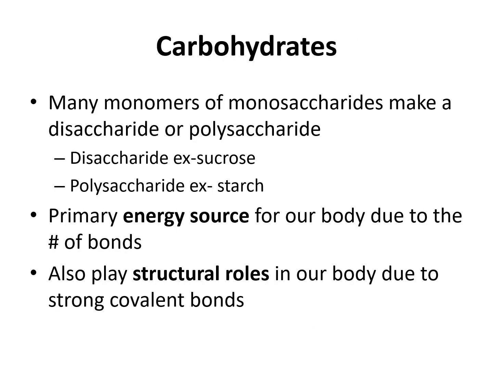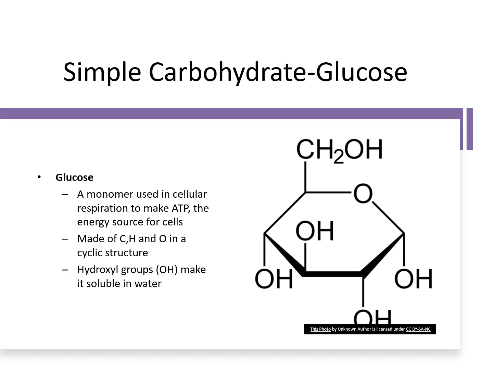What's the role of a carbohydrate? It's the primary energy source of our body, and it also plays a structural role. Here's a picture of glucose, the monomer of most and many carbohydrates. Notice its cyclical appearance and that it only has 3 types of atoms: carbon, oxygen, and hydrogen.